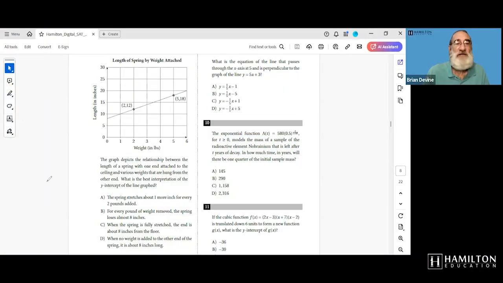Question 8. In question 8, the graph depicts the relationship between the length of a spring with one end attached to the ceiling and various weights that are then hung from the other end. What is the best interpretation of the y-intercept? So the y-intercept would be where it crosses the y-axis here, and they don't do the tricky trick of screwing with the graph here, so that looks like it's about 8-ish.